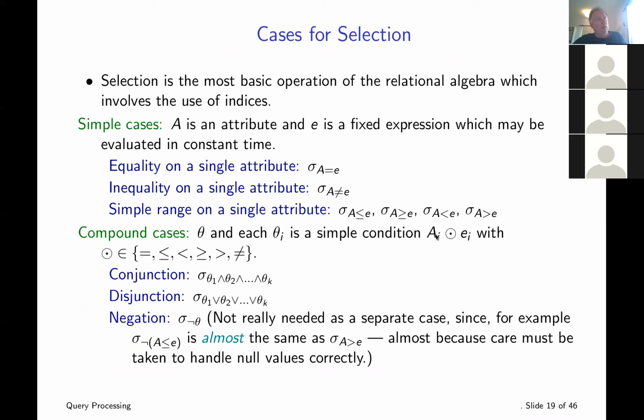Now what we're going to do on the cost model is look at the elementary operations and try to predict what the cost of those is. The first thing we're going to look at is selection, in the simple case where we have equality on an attribute, inequality on an attribute, or simple ranges.